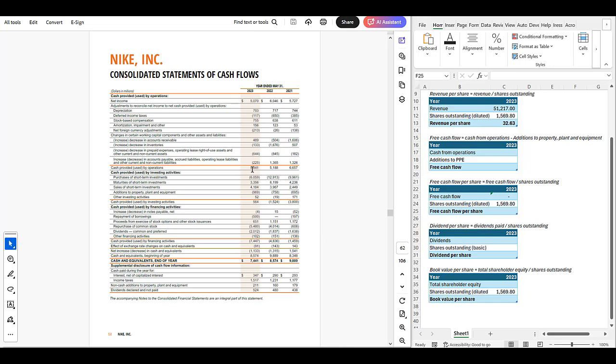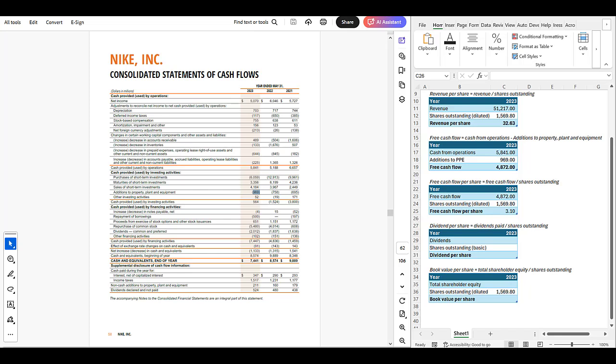Cash from operations was 5,841. Additions to property, plant and equipment was 969. 5,841 minus 969 equals 4,872 in free cash flow. 4,872 in free cash flow divided by 1,569.8 shares outstanding gives us a free cash flow per share of $3.10. If you own a share of Nike, you would get $3.10 in free cash flow in return.